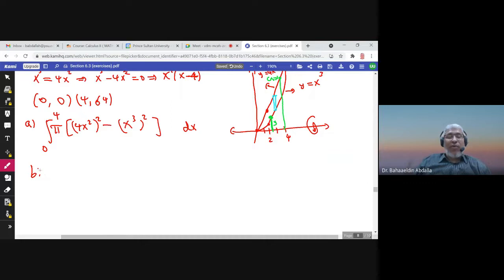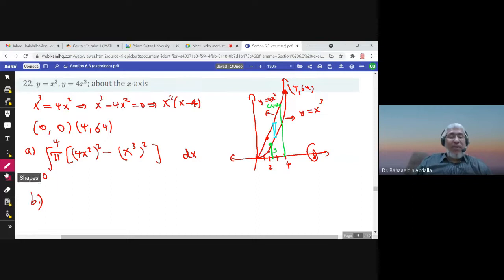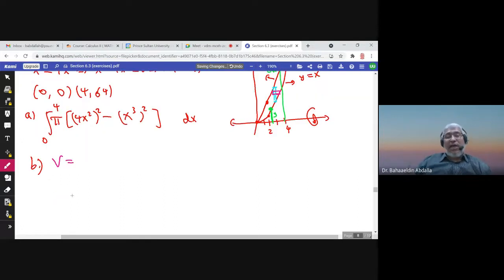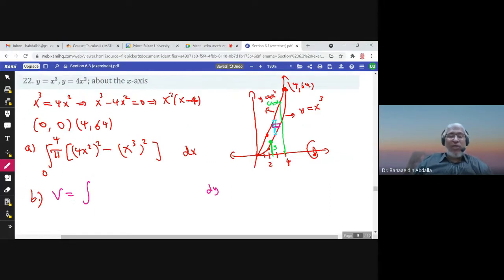Now, how about a horizontal rectangle? A horizontal rectangle would be like this. It would be parallel to the x-axis, so we are going to use cylindrical shells. So dy, and y from where to where? From 0 to 64.